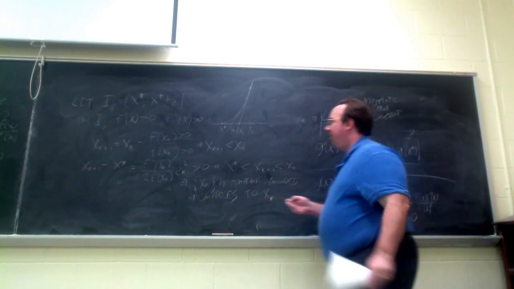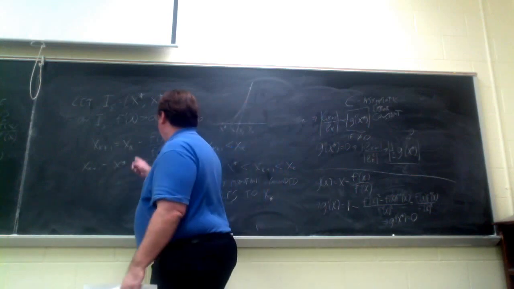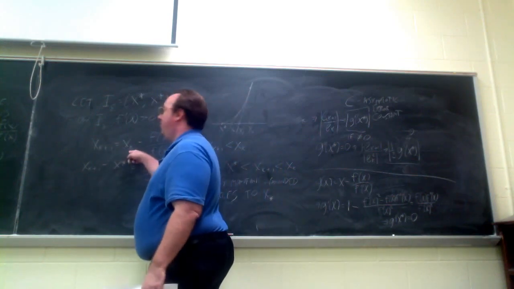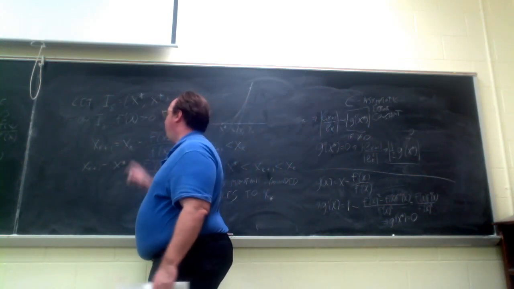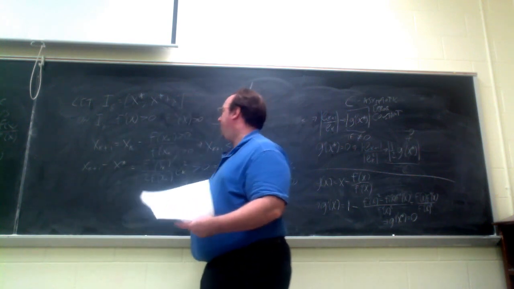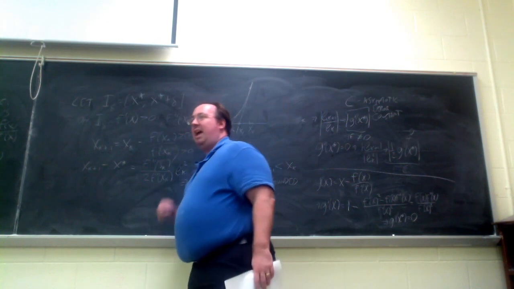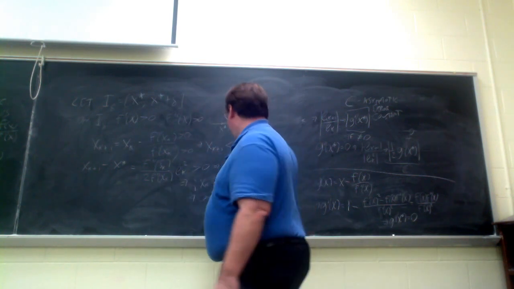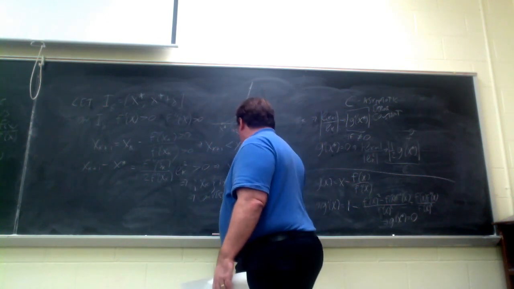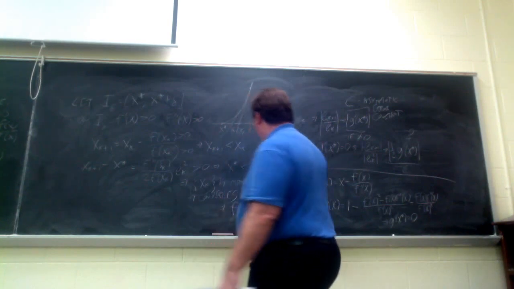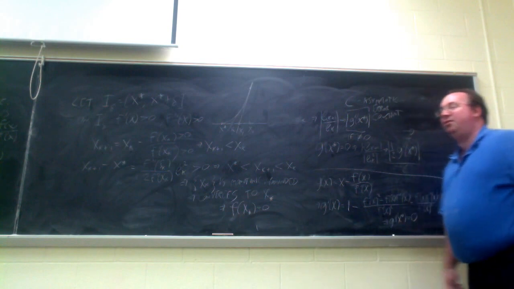But the thing is, if this sequence is to converge, xk plus 1 and xk are approaching the same thing. Therefore, this difference has to go to 0. The only way that can happen is if x sub star is also a root.